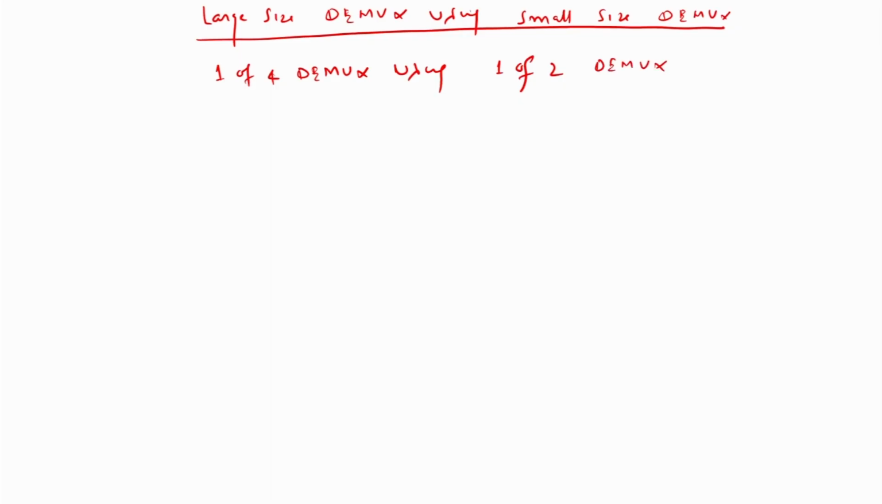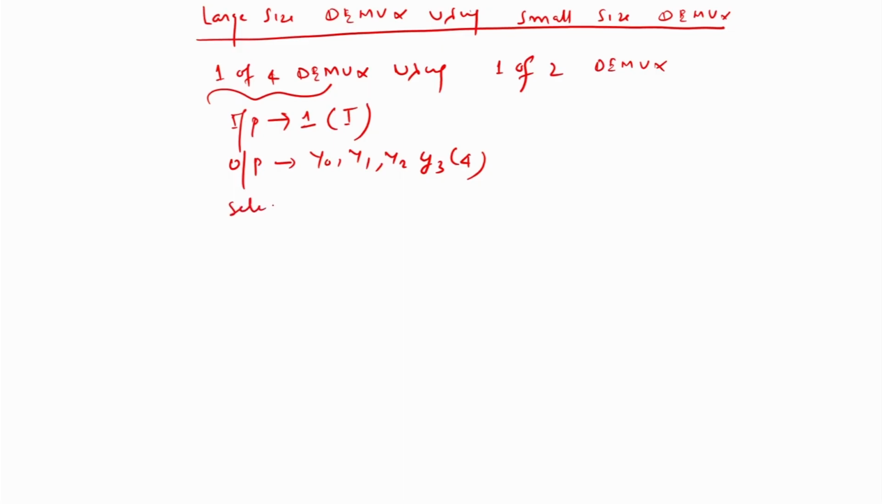Here we know that in case of a 1 of 4 DMUX, how many inputs are there? Only a single input, that is represented through a variable I. Outputs are 4 outputs that are named as y0, y1, y2 and y3. There are 4 outputs. And how many selection lines are there? 2 selection lines, that are named as, suppose, x and y.